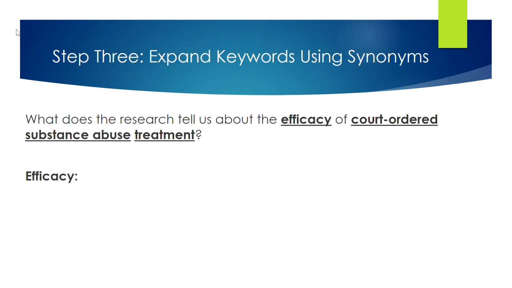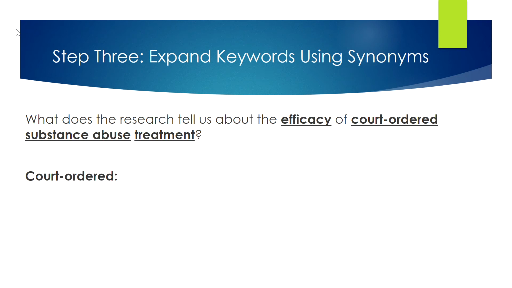So, how does this work? Well, we start out with our initial research question. What does the research tell us about the efficacy of court-ordered substance abuse treatment? As you recall, we have identified 4 different keywords from that initial research question. Now what we do is we take each one of those terms in isolation and expand them using synonyms. In other words, think of other words that mean the same thing for each one of the words or terms that you have identified. For efficacy, this would look like effectiveness, success or successfulness.